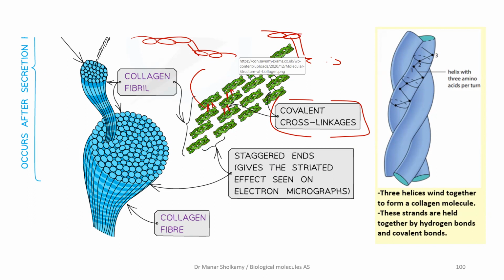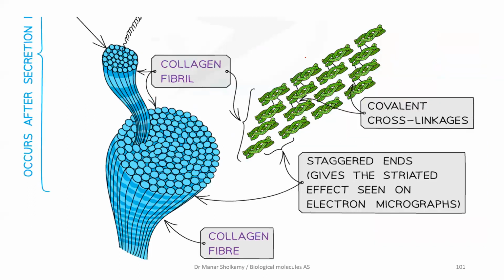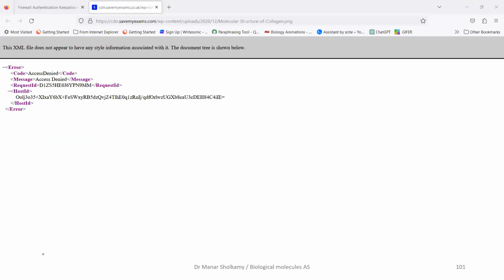Do they line directly on top of each other, Abdullah? No, their ends are overlapping. This is a key term. Their ends are overlapping, or their ends are out of step, or staggered, in order to avoid having a weak spot.